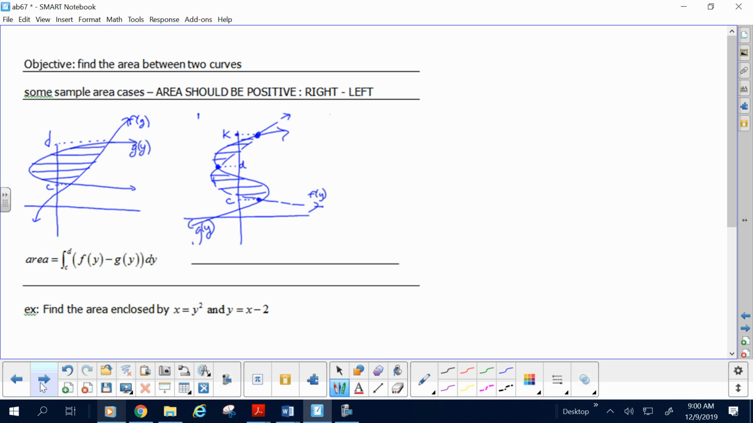Okay? So, if you are to integrate between two curves, it's still the same idea. The height is dy, but now the base, the right minus left, is going to involve two curves rather than a zero for an axis. Same basic principle, though.